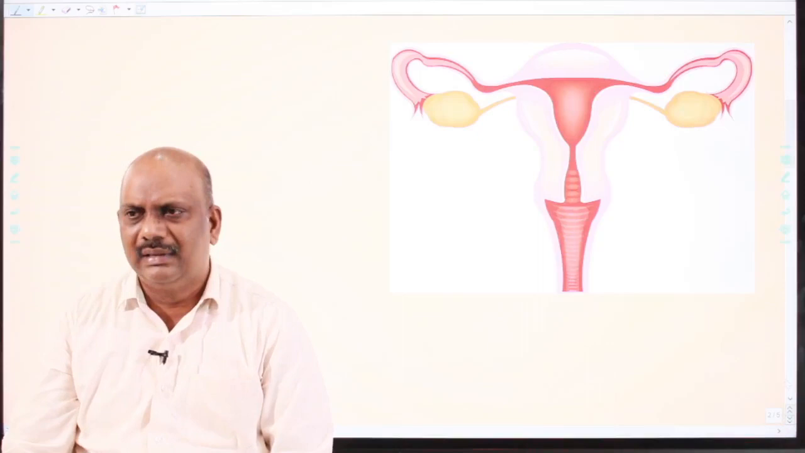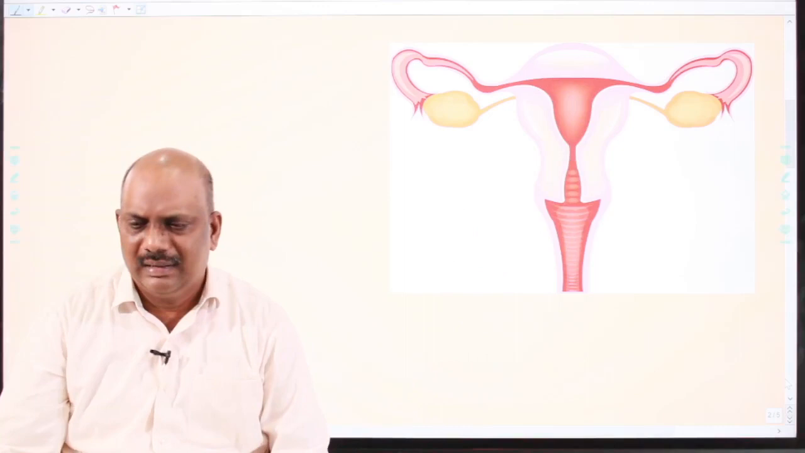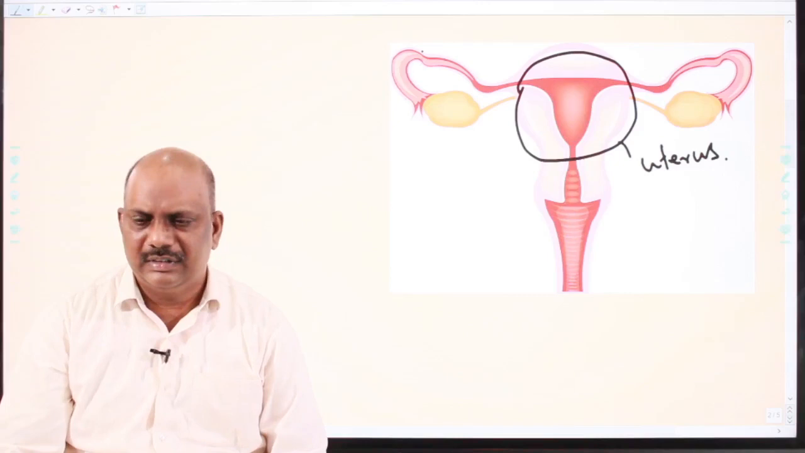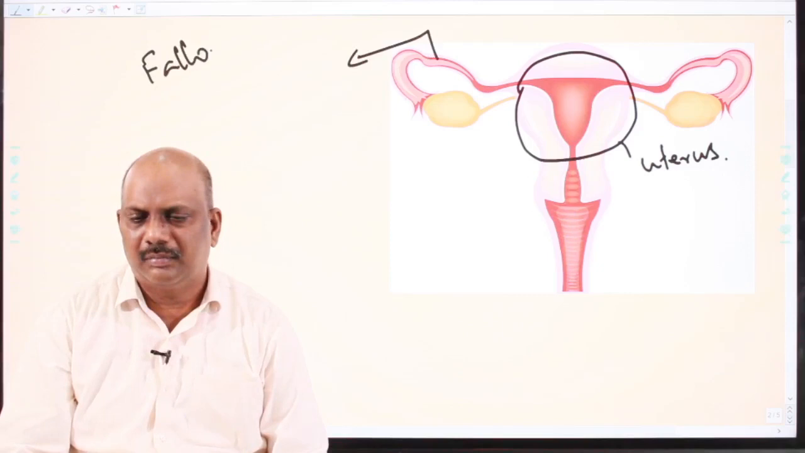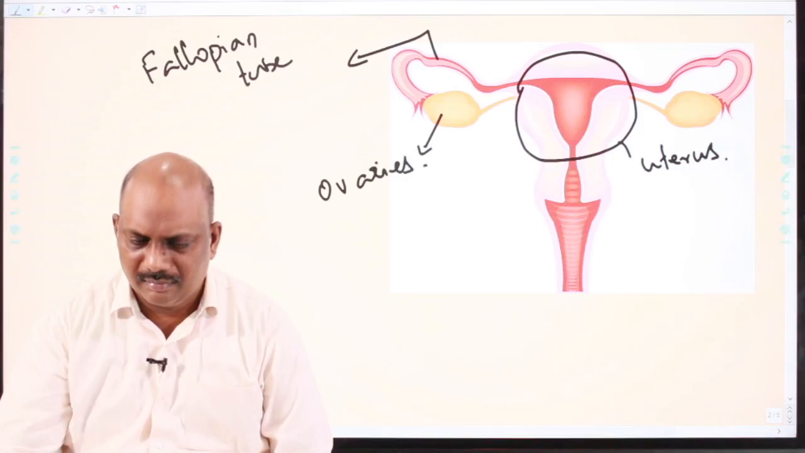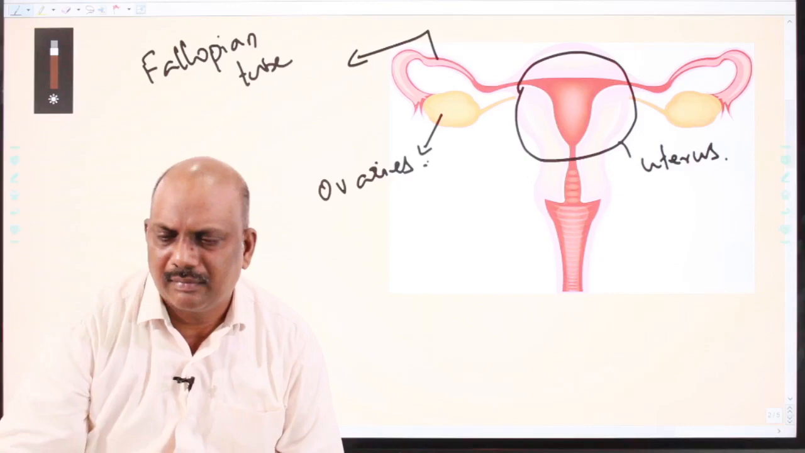This is the female reproductive system. This is the uterus. This is the fallopian tube. These are the ovaries.